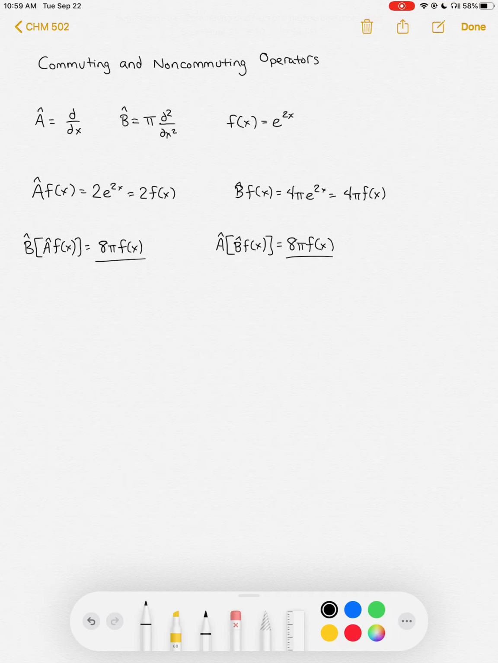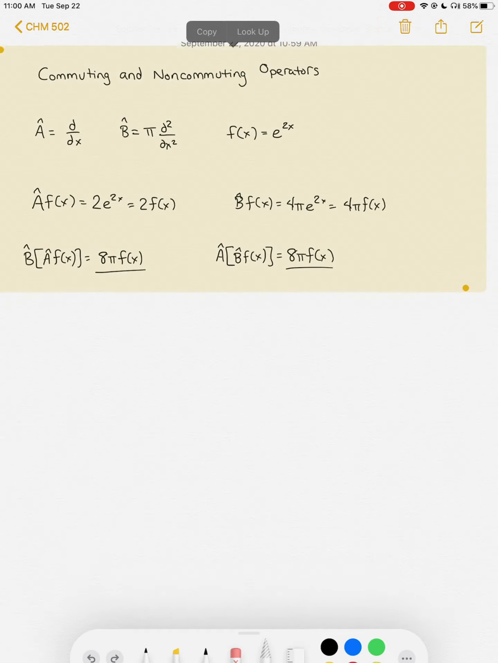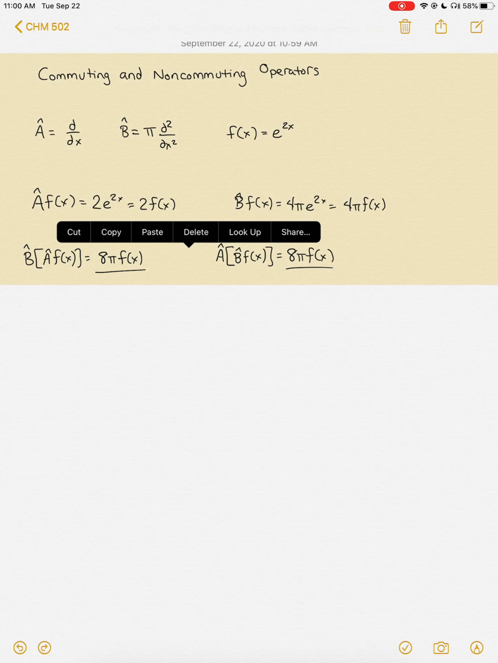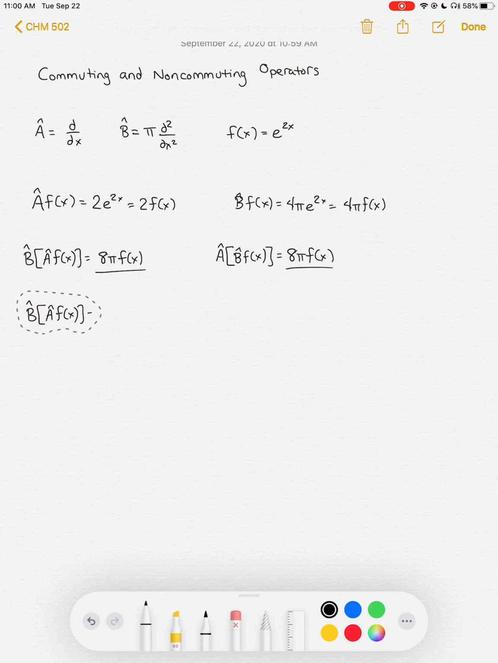So in the quantum mechanical math, the way that we write this out is we need this term here, b a f of x. So b a f of x minus a b f of x should equal 0. And we can see how that works out here in the example problem. But in any sort of arbitrary problem, that needs to be true as well. So if the difference between these is equal to 0, that means that these operators commute.